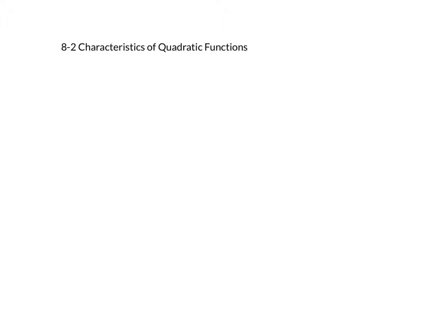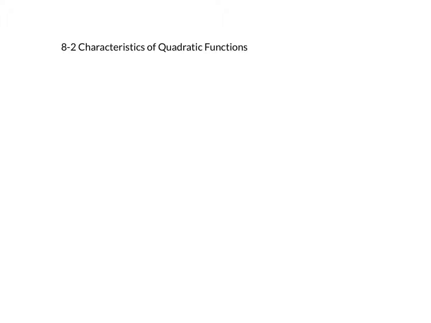This is 8-2, characteristics of quadratic functions. So far we can look at an equation and know that it's a quadratic function if it has a degree of 2. We also know that a table of values is quadratic if the second degree is constant.